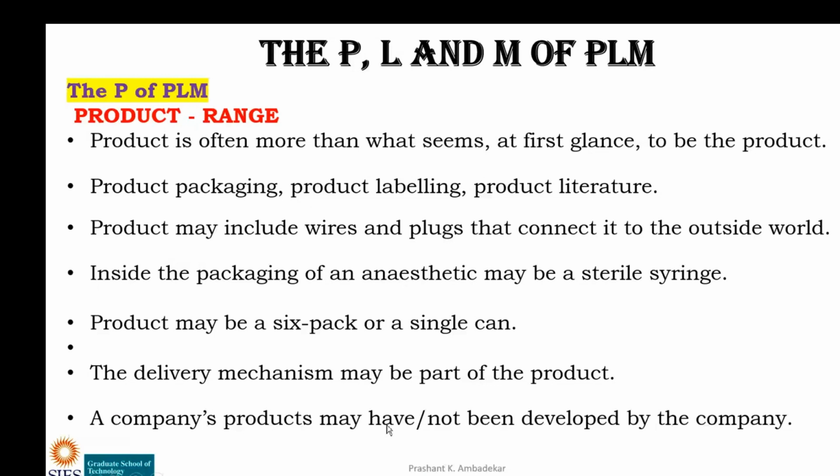Now, a company's product may or may not have been developed by the company. The product may be developed by the company itself, or it may have been procured from some other company. Or it can also be the result of merger and acquisition, M&A. You must have heard about merger and acquisition. Two companies get merged, and then that is the product. For example, Corporation Bank and Union Bank have merged. So the product now coming is the merger of Corporation and Union Bank. Three or four banks are there in that. So it can be like this also.